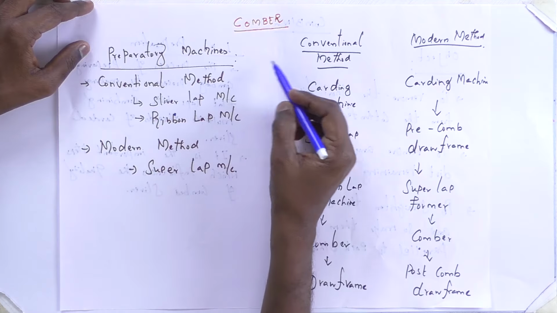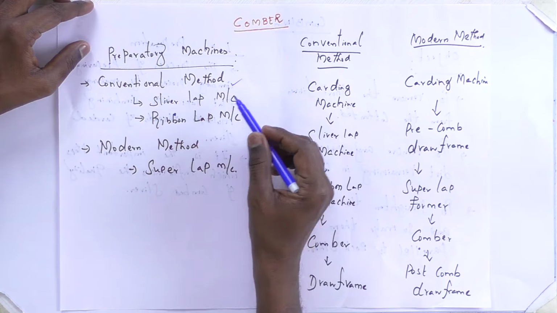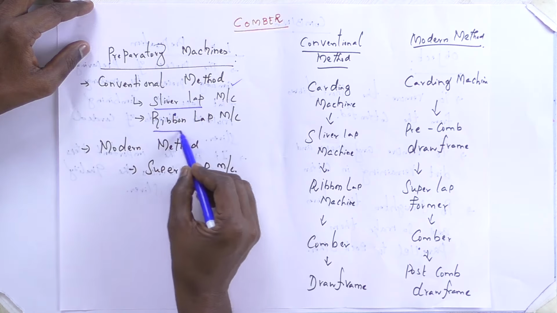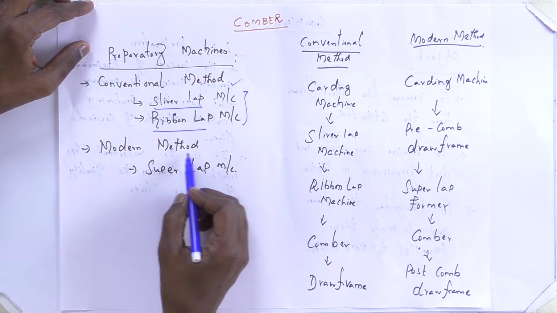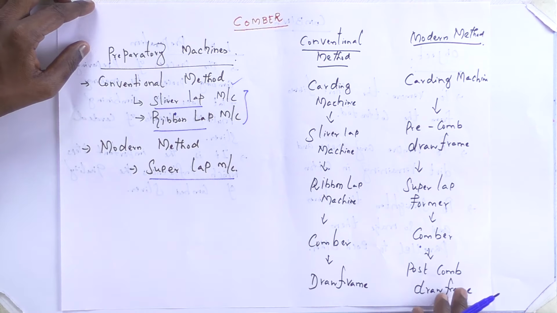Here we can use two methods. By using the conventional method, we can use sliver lap and ribbon lap. If you want an advanced method, we can use the superlap former. Here, these are the preparatory machines. In the conventional method we can use sliver lap and ribbon lap, both combined together. Otherwise, the modern method uses the superlap machine.